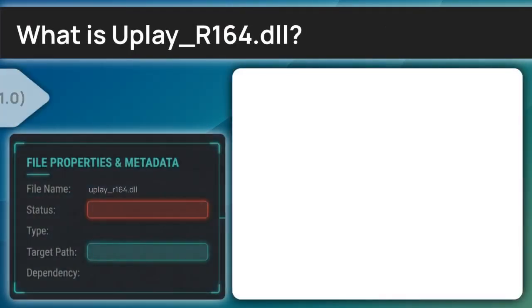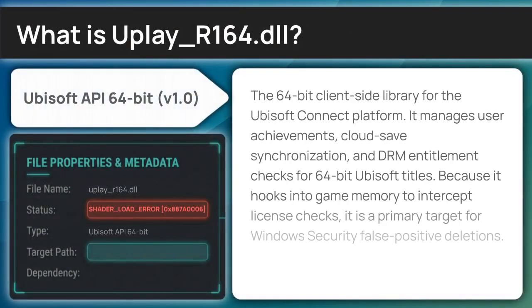This is the Uplay R164, the 64-bit client-side library for the Ubisoft Connect platform. It manages user achievements, cloud-save synchronization, and DRM entitlement checks for 64-bit Ubisoft titles. Because it hooks into game memory to intercept license checks, it is a primary target for Windows security false positive deletions. Now let's get this fixed up.